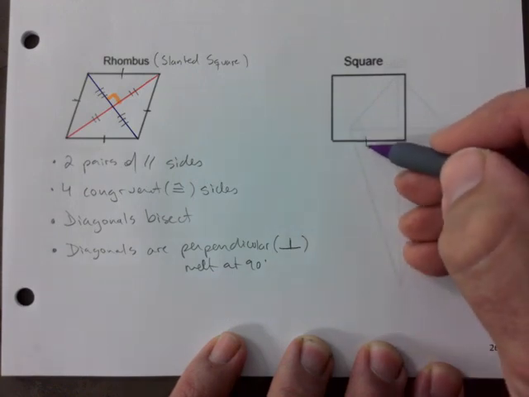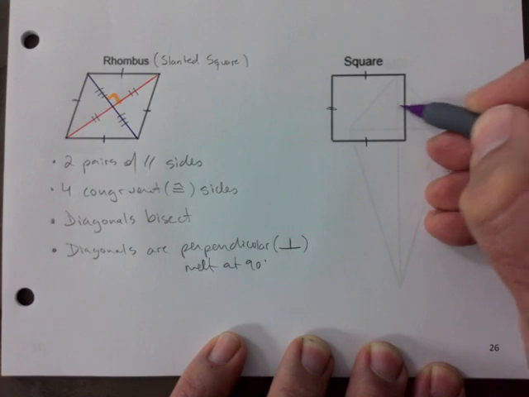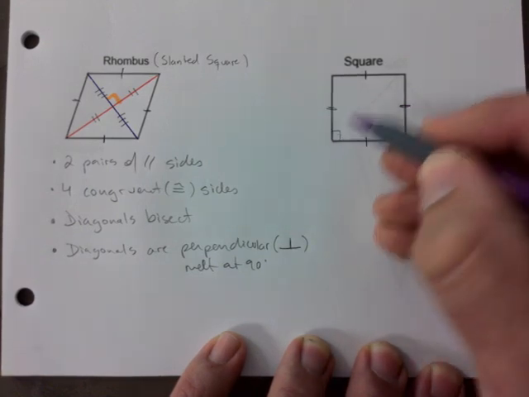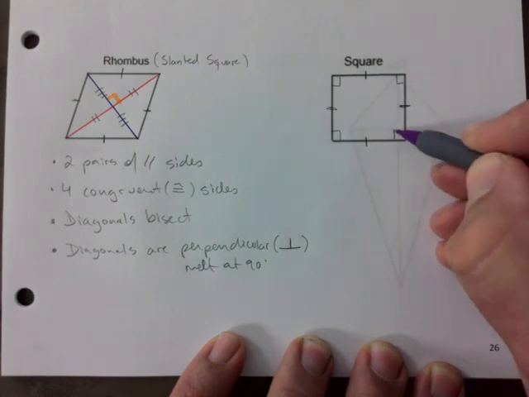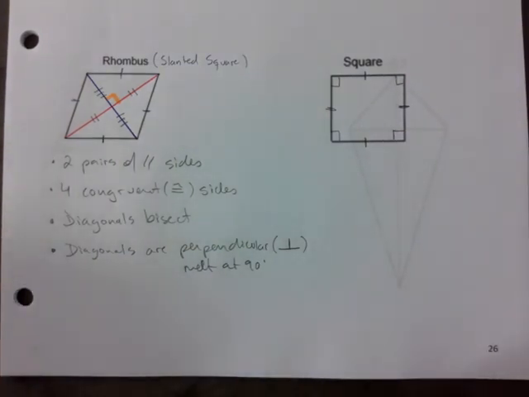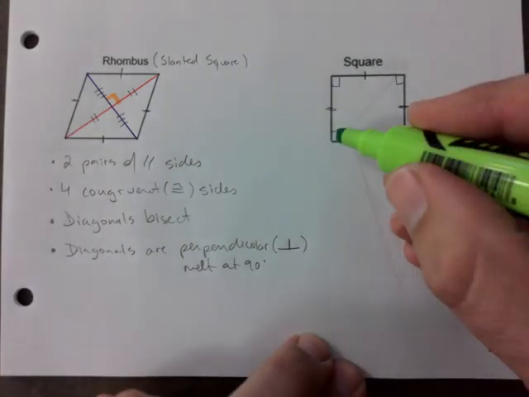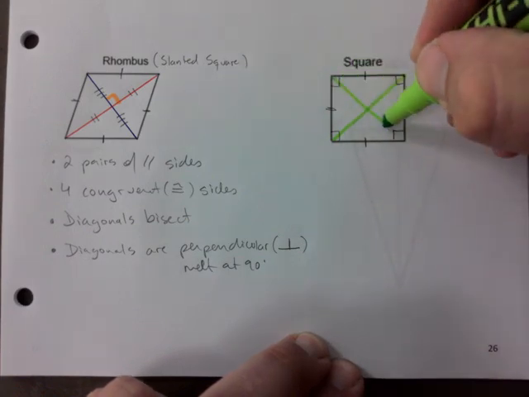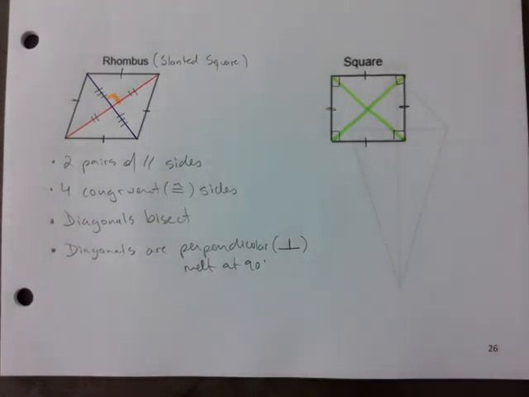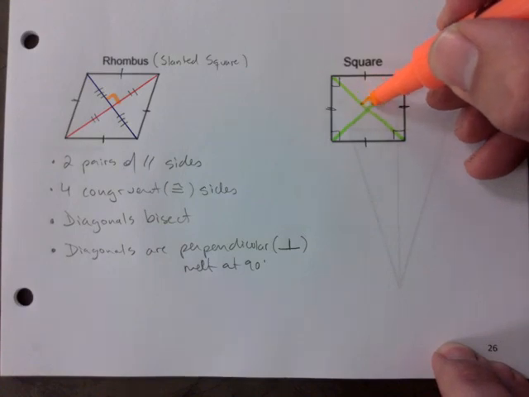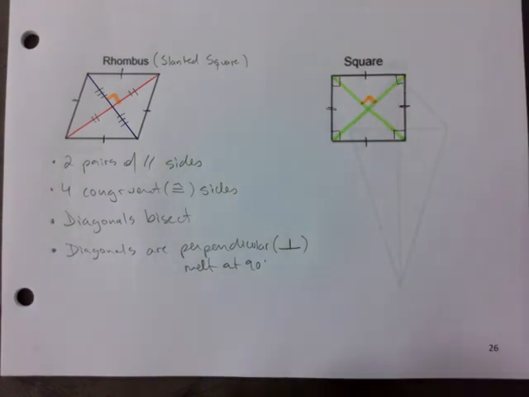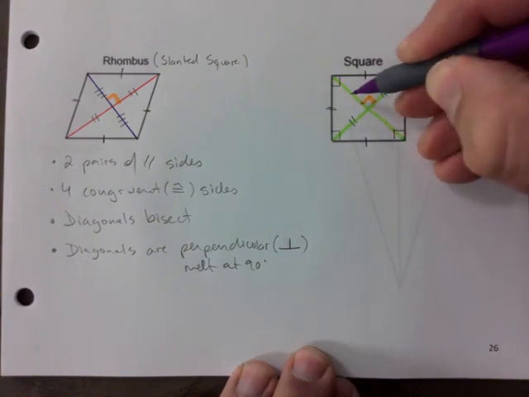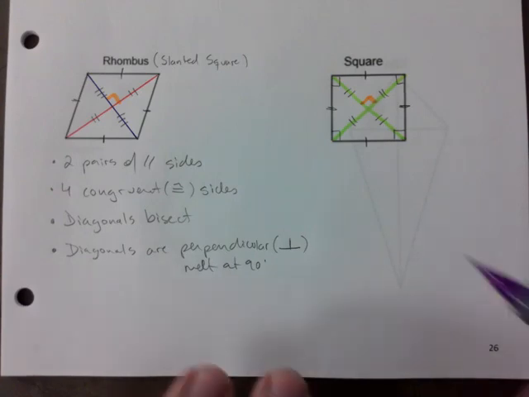Okay? All four sides are the same. You've got 90s everywhere. And the diagonals are the same, so I'm going to use the same color as before. These diagonals are actually exactly the same. There's no long, no short. Do you think they meet at a 90? The answer is yes. They meet at a 90. But they also cut each other in half. But they all measure the same.